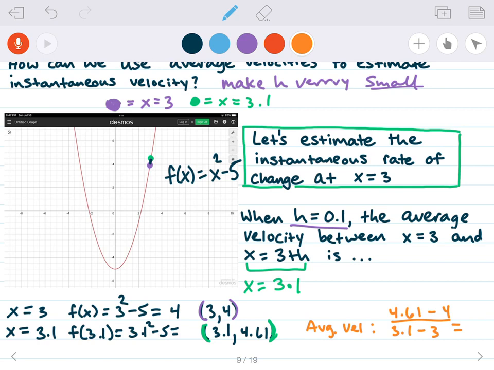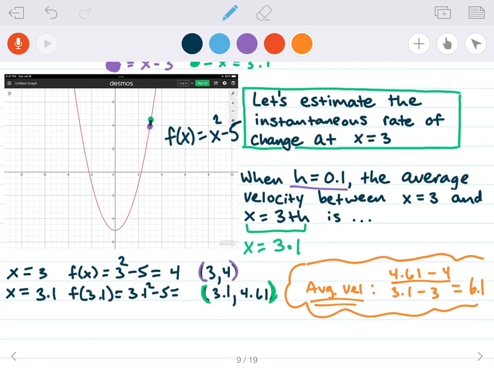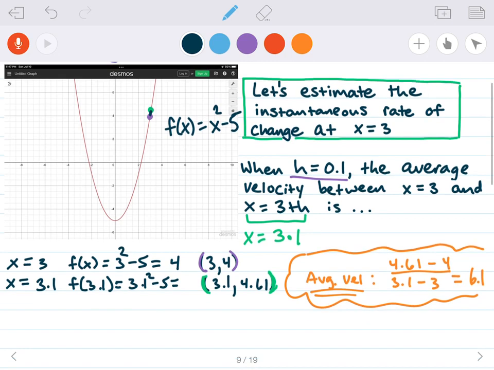All right, we get 6.1. So that is our first estimate. Our first estimate is the slope of the tangent line at x equals 3. It was kind of close to 6.1. Let's make it closer. How do we make the estimate closer? We make h even smaller, right? We make h even smaller.